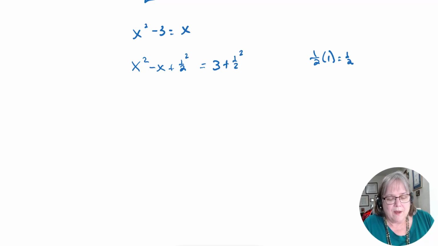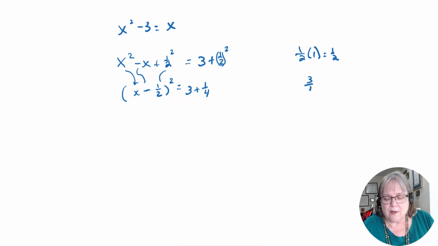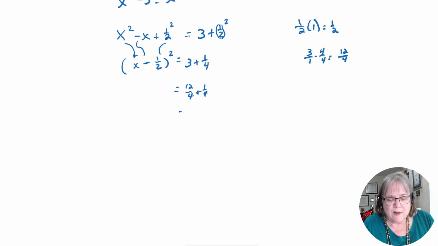All right. Now we've completed this square. We're going to bring our pieces down. There's my square. The x comes down. This minus sign comes down. This 1/2 comes down. And this is 3 plus. Now this whole 1/2 is squared, so it's 1/4. Now we have 3 over 1, and we need to add it to fourths, so we have to have a common denominator. So it's 12/4 plus 1/4. This is 13/4.